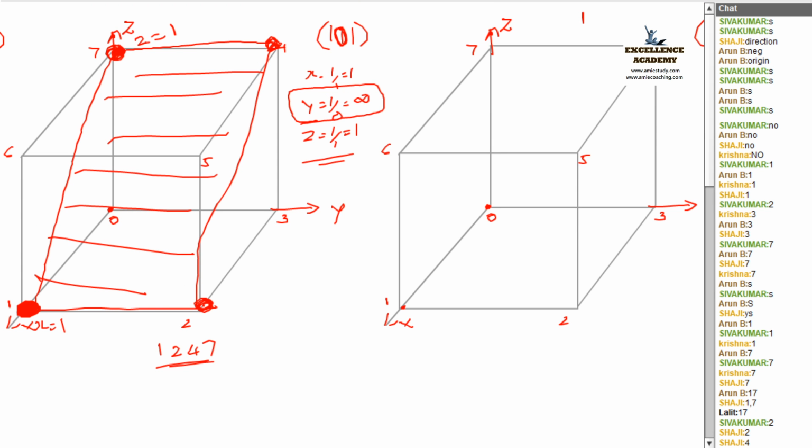(1, 1, 0) in parentheses. Give me the answer. Final plane I want. First of all, you have to check the intercept value. x is equal to 1 by 1 is equal to 1. y is equal to 1 by 1 is equal to 1. z is equal to 1 by 0, which is infinity.